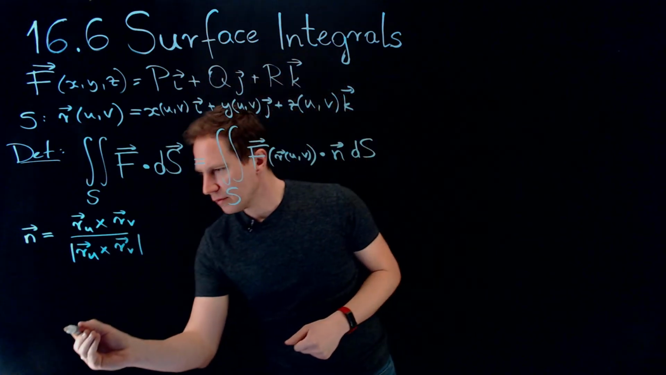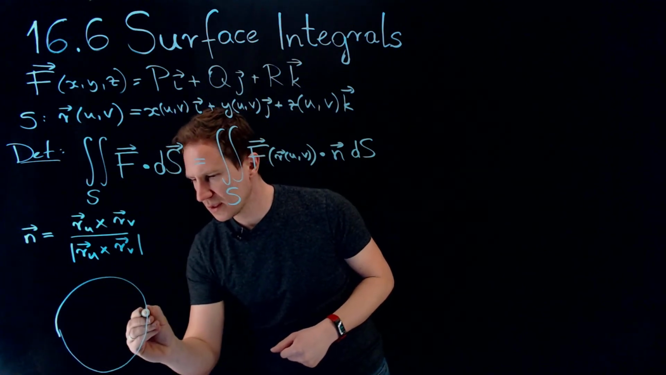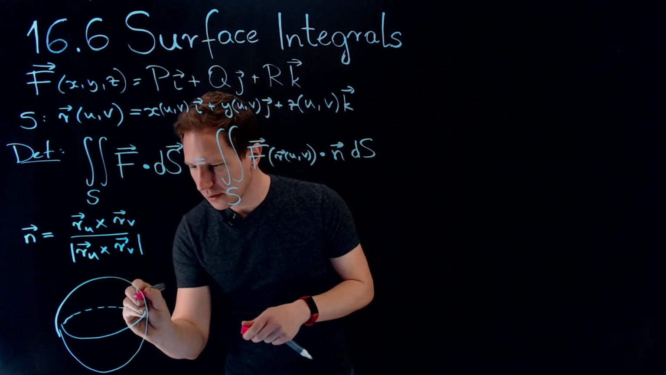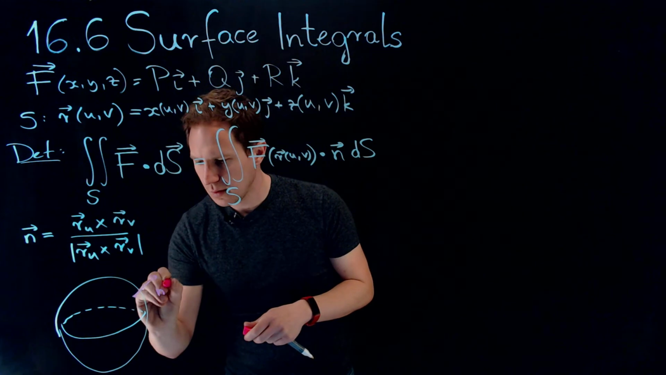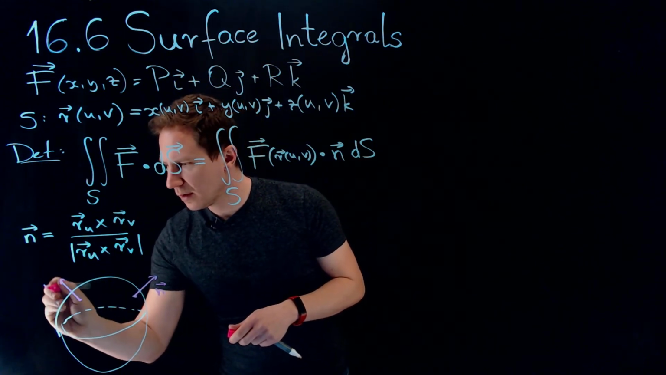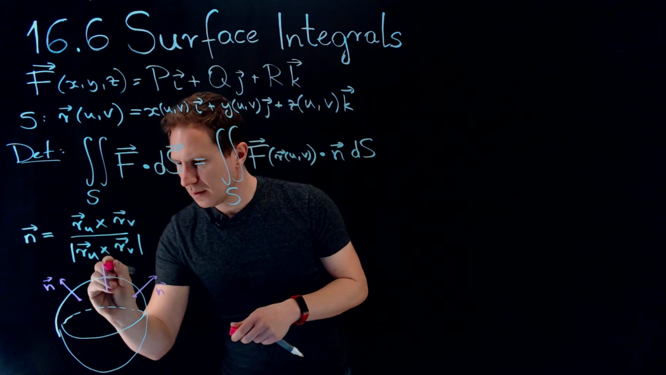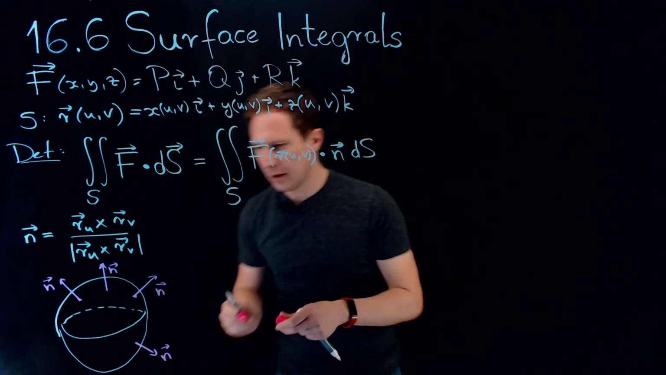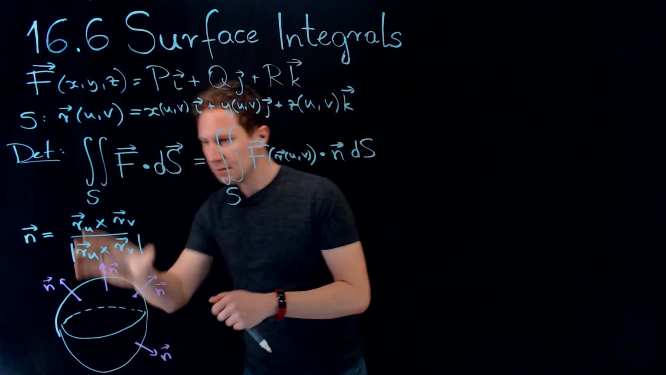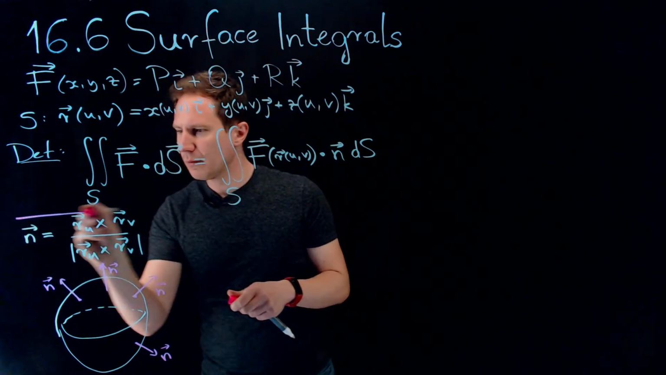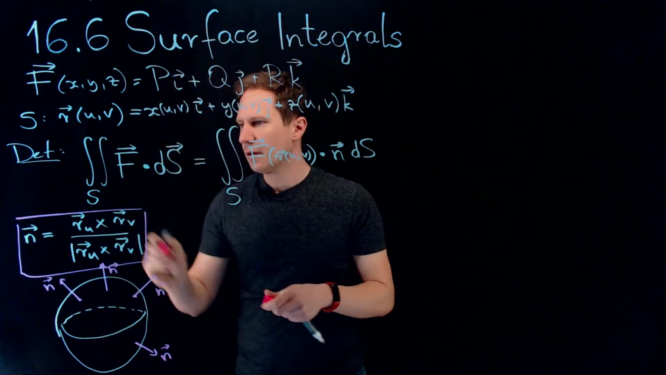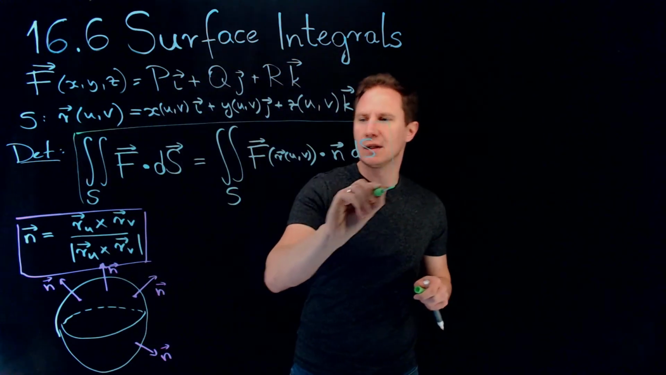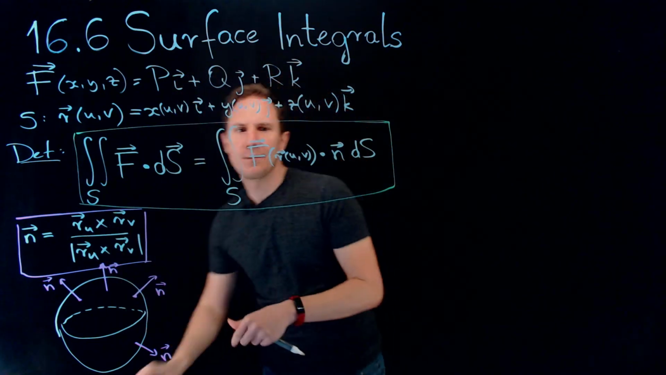Okay, so imagine we have a surface, for example the surface of a sphere, and then this normal vector at each point is a unit vector that is perpendicular to the surface at every point. So this would be our positive orientation, but the point is that it can be computed by this formula. This was our definition for the surface integral of a vector field.